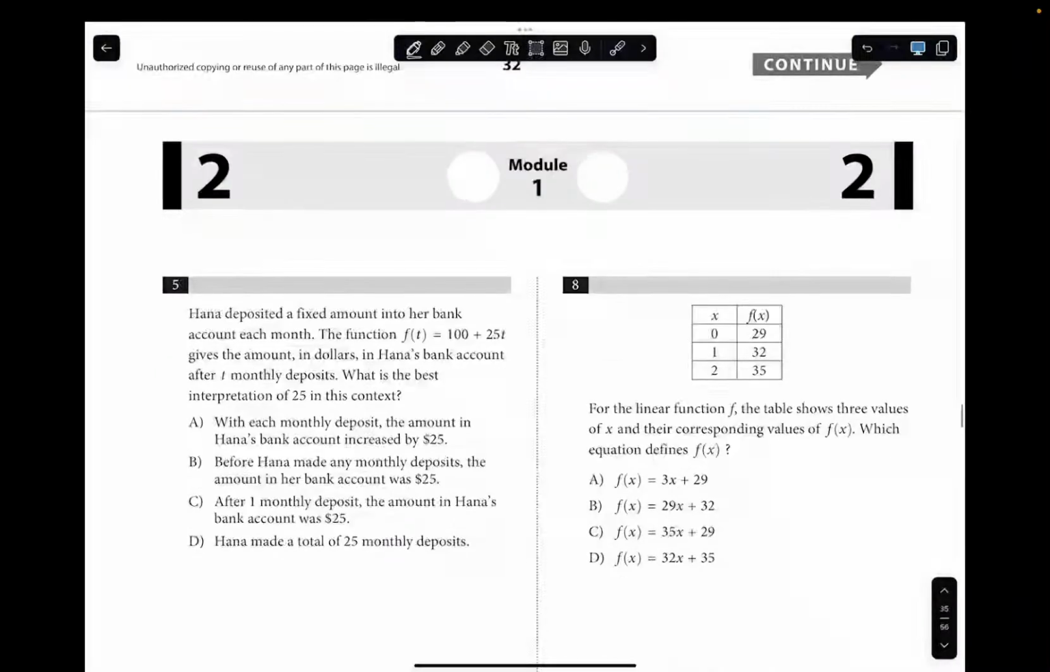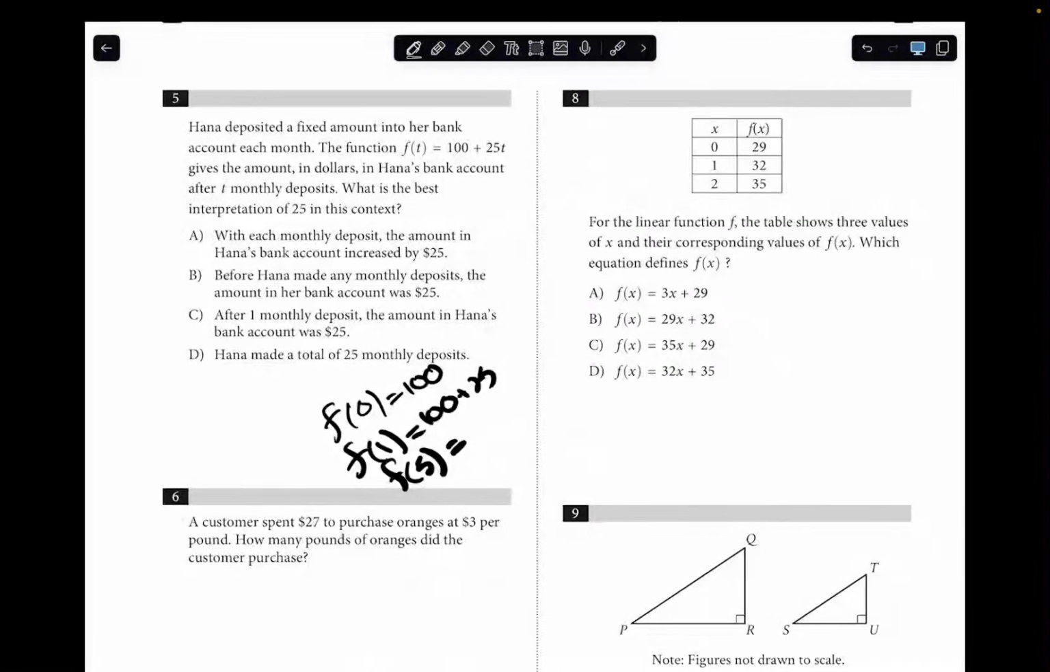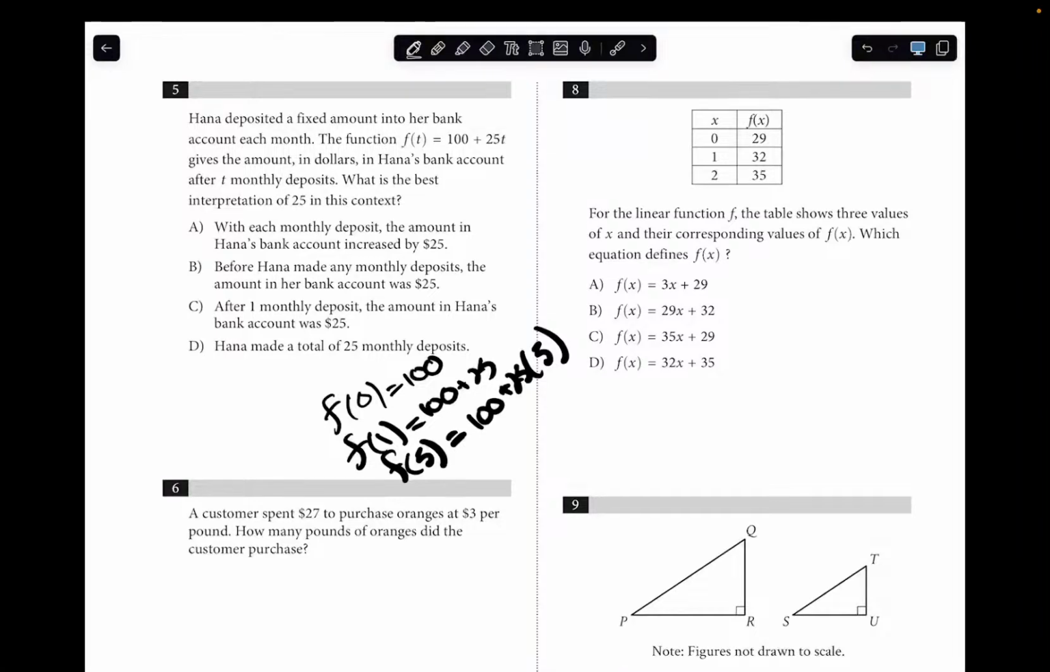Hannah deposited a fixed amount into her bank account each month. The function f of t equals 100 plus 25t gives the amount in dollars in Hannah's bank account after t monthly deposits. What is the best interpretation of 25 in this context? So if I plug in 0, what does that give me? It means she had 100 to start with. So every month, I get an extra 25 bucks, right? So A, with each monthly deposit, the amount in Hannah's bank account increased by 25 bucks. Yep, that tracks.